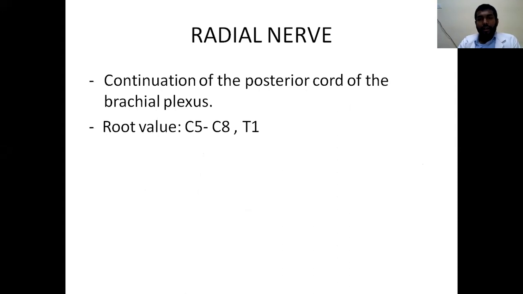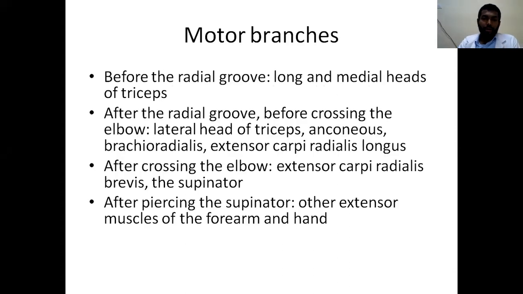The radial nerve, it is a continuation of the posterior cord of the brachial plexus. The root values are C5 to C8 and T1. Now, what are the motor branches of the radial nerve?